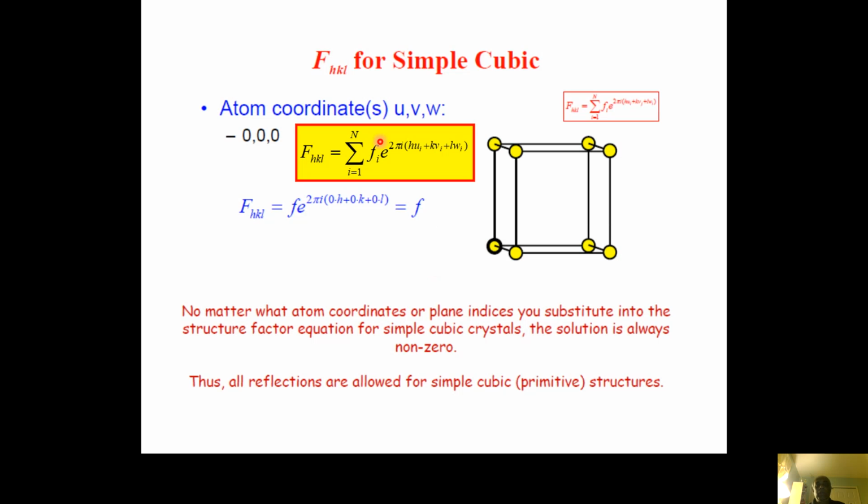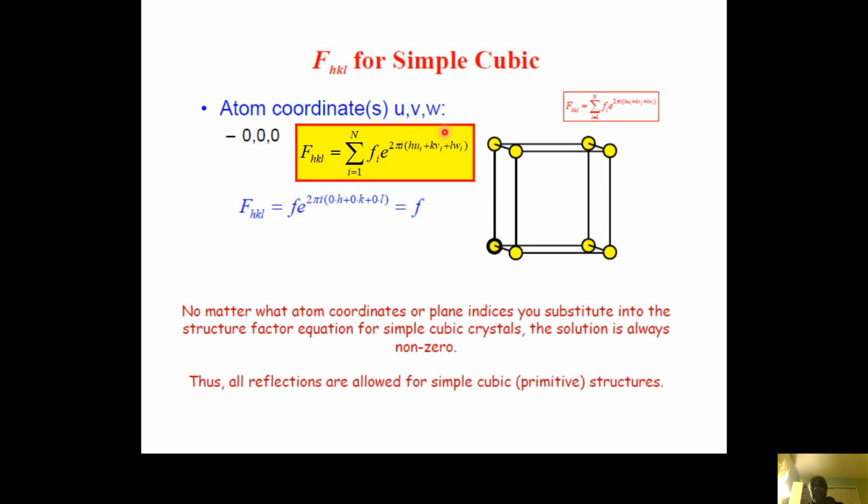First, let's start with the simple cubic structure. Everybody remembers the simple cubic structure. You have lattice points only at the corners. This means you have only one lattice point per unit cell, because each corner atom is shared by eight cells, so you have only 1/8 of an atom at each corner, and with 8 of them you get only 1 atom per unit cell.